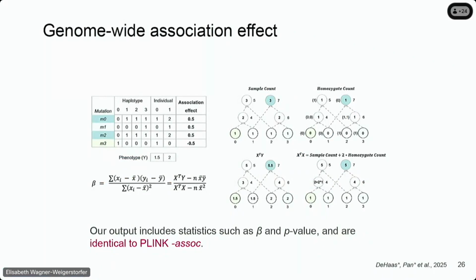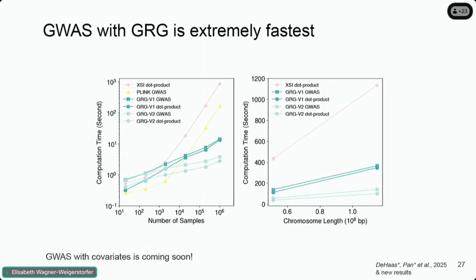So to do genome-wide association, we start with the single linear regression coefficient and all the statistics associated with it. And it becomes this dot product calculation, and that's something we can compute. So what we implement is the same calculation as the Plink association flag, and we confirm that we get identical results to the Plink software.